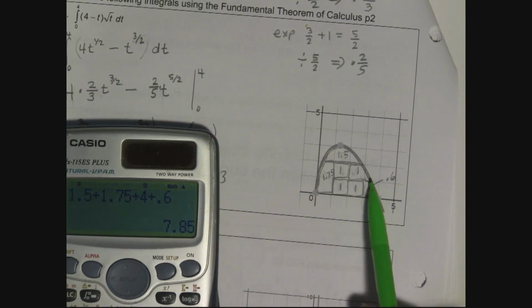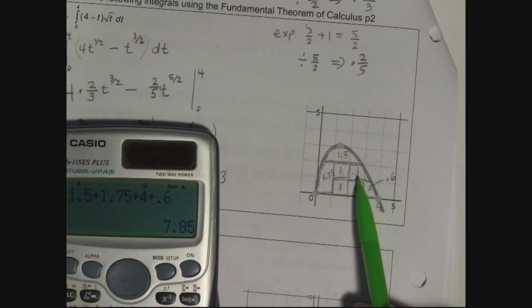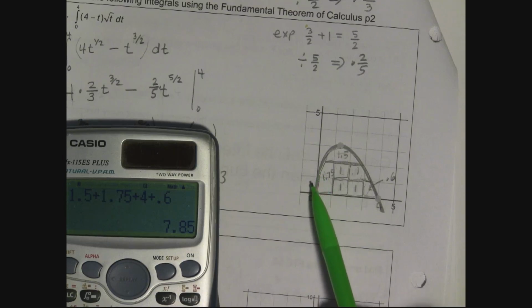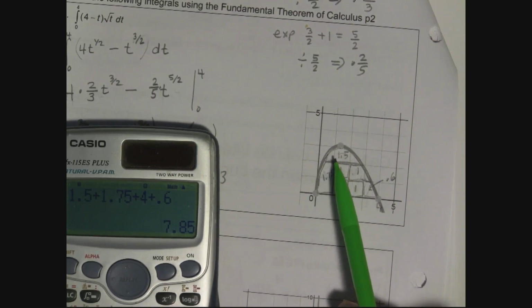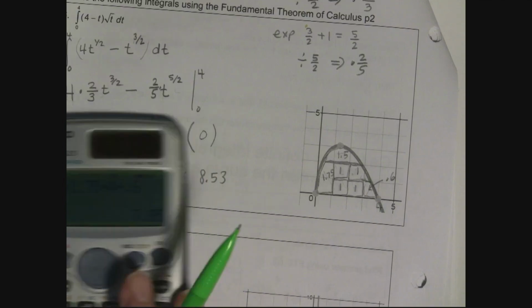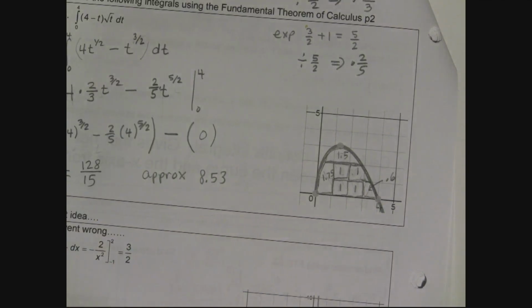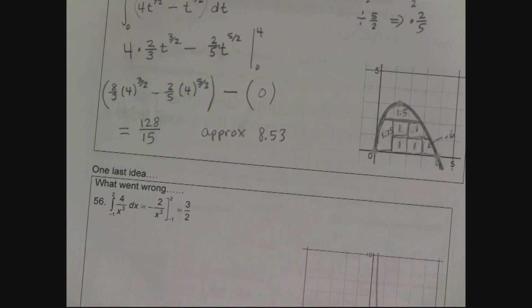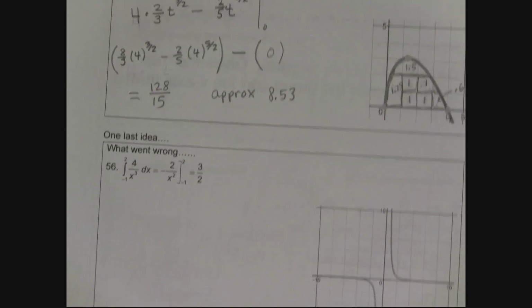And this was more than 1 for certain. Those were whole boxes. I called this 1.75. I think it was probably more than that too. Anyway, just so that you can see, that's what you're finding, the area under that curve. And so I just tried to estimate the area. And of course, a little off here and a little off there makes a lot.